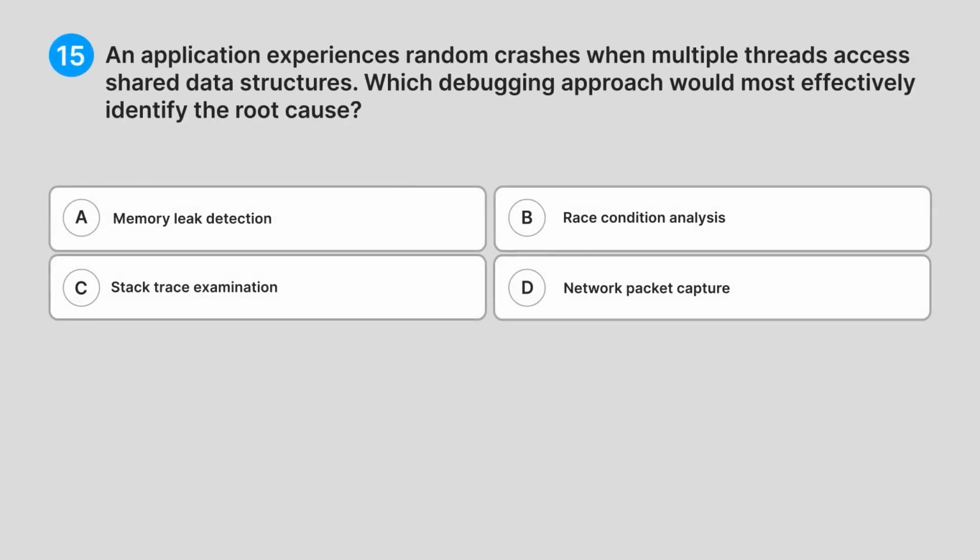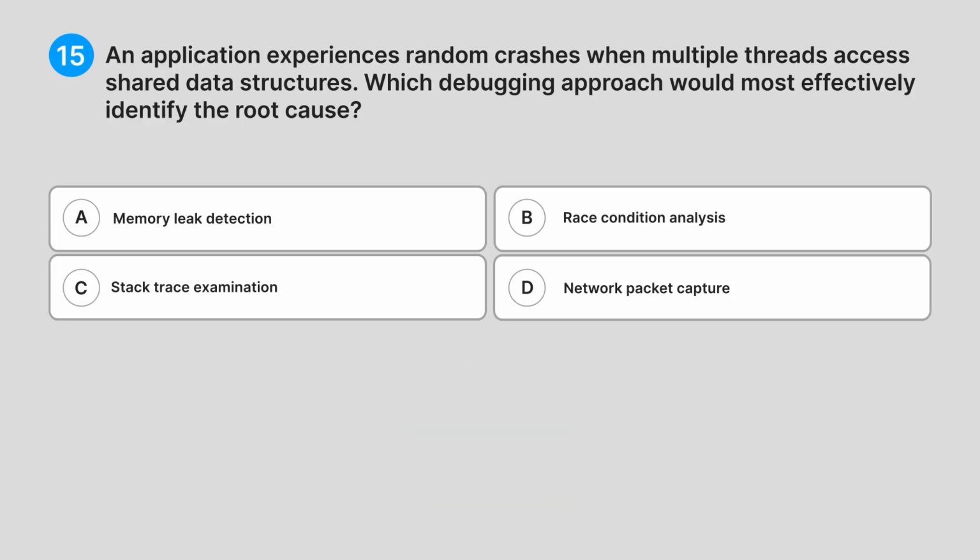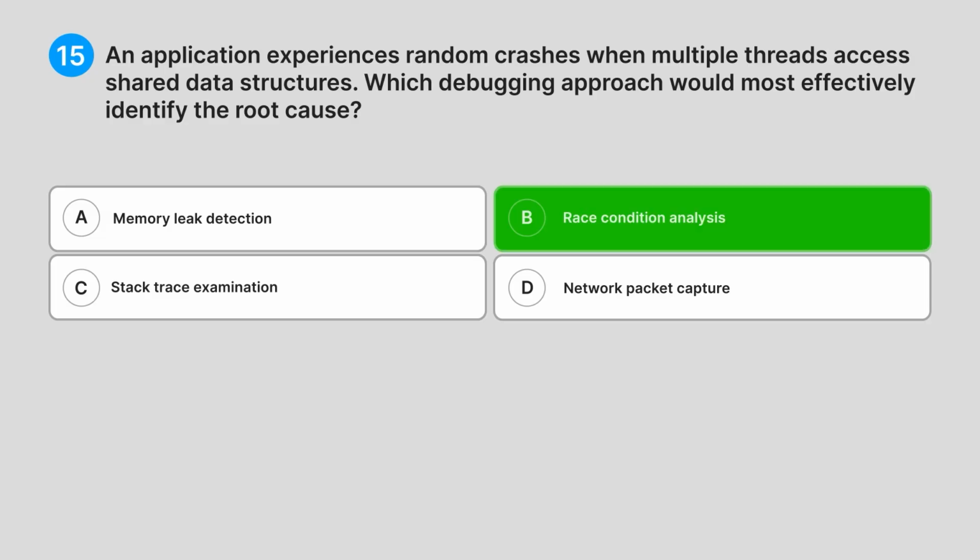15. An application experiences random crashes when multiple threads access shared data structures. Which debugging approach would most effectively identify the root cause? A. Memory leak detection. B. Race condition analysis. C. Stack trace examination. D. Network packet capture. Can you guess the answer? Correct answer, B. Race condition analysis.